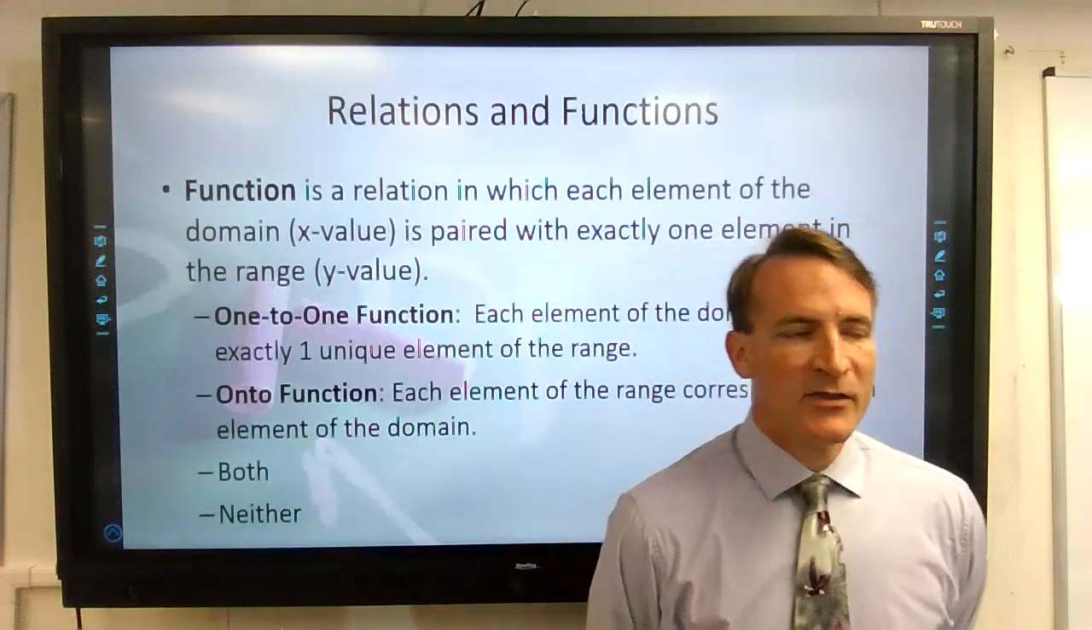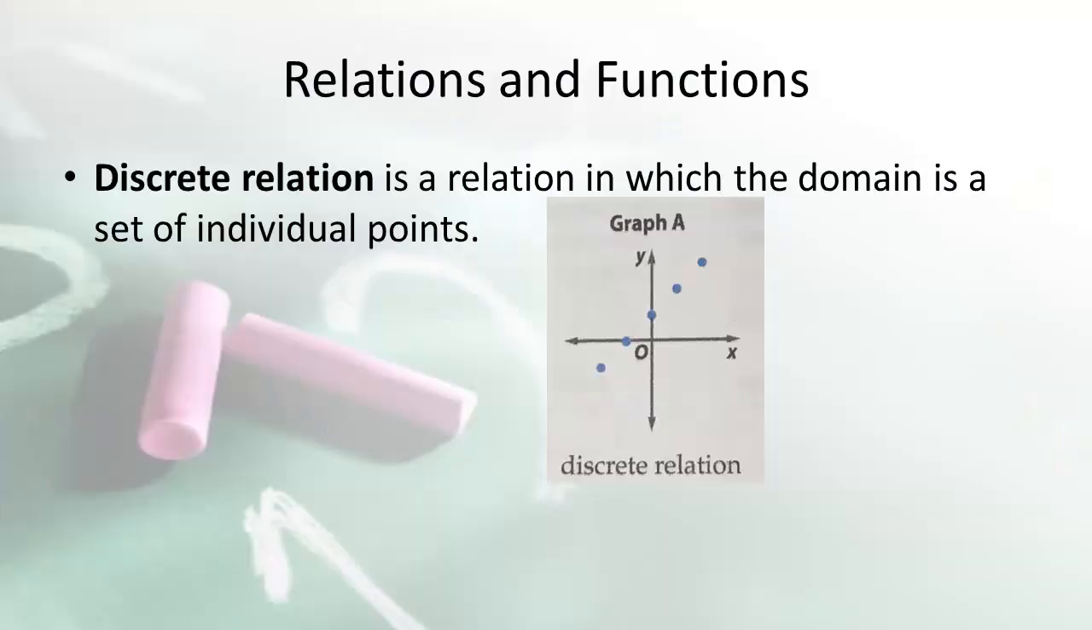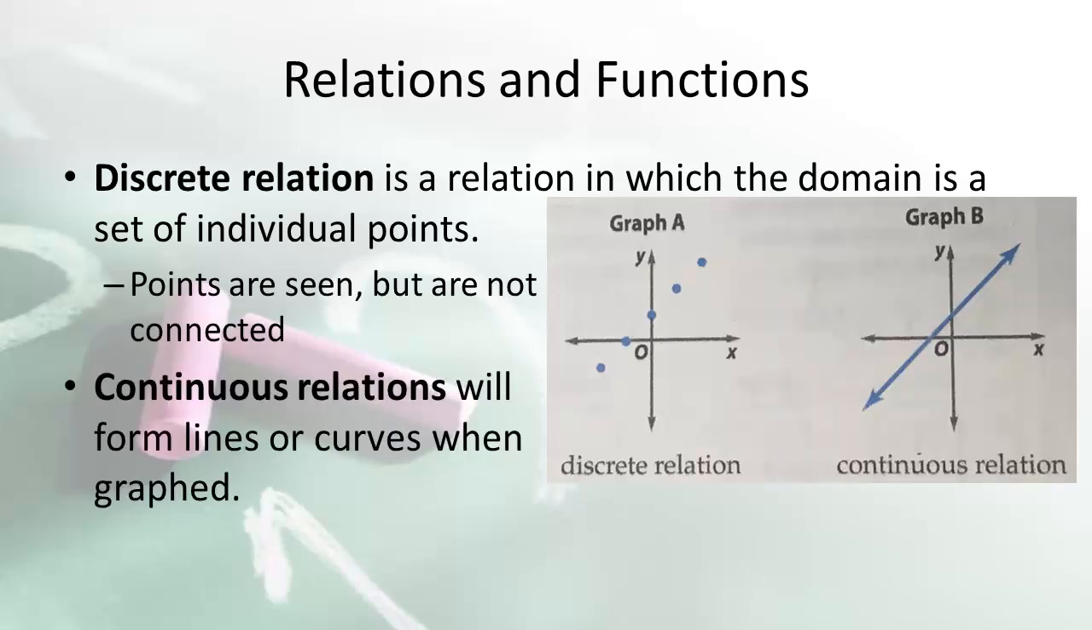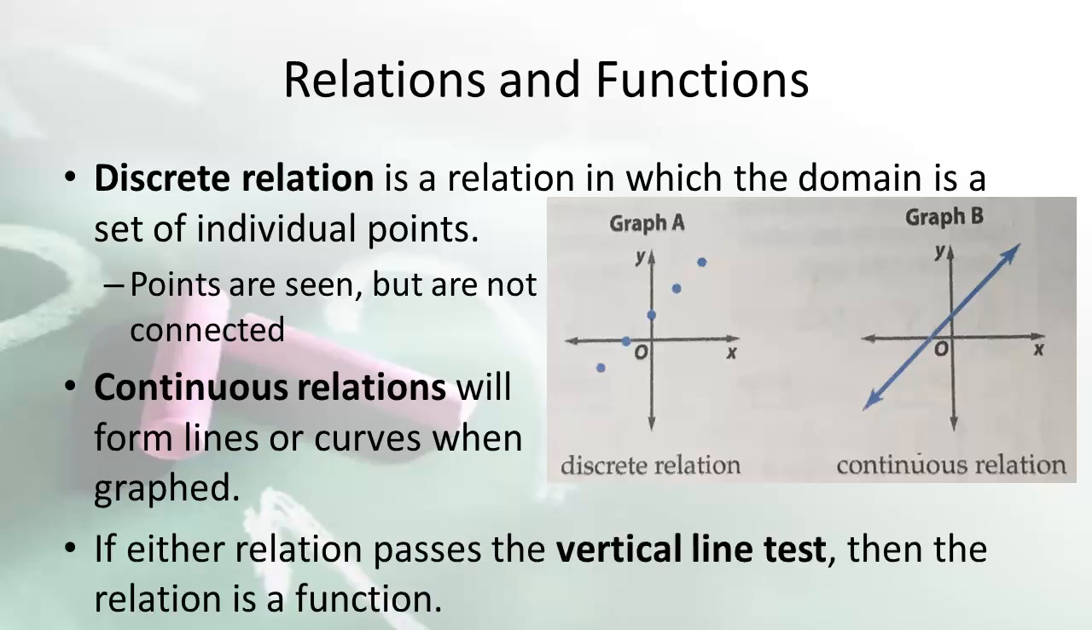Then to finish up the lesson today, we talked about a discrete relation in which the domain is a set of individual points, not lines. If it has lines or is connected continuously, then that's considered a continuous relation. And if it passes a vertical line test, then we have a relation that is a function.